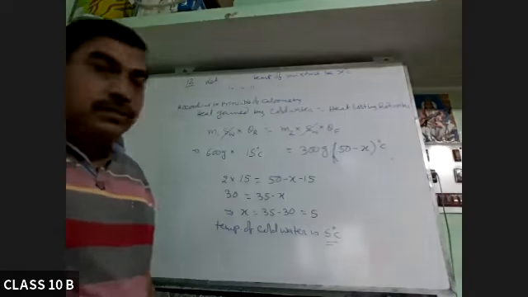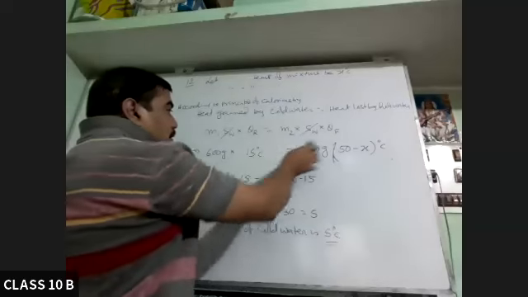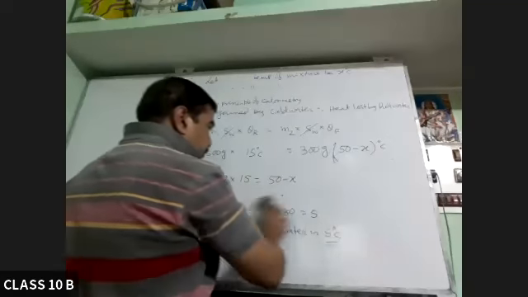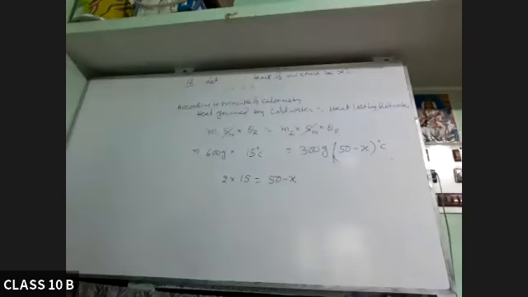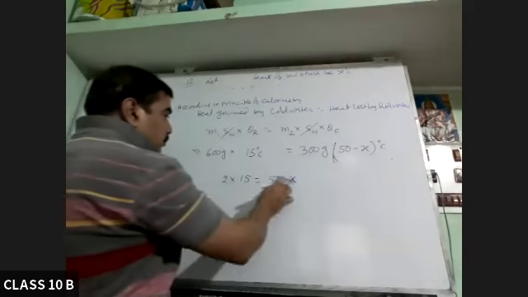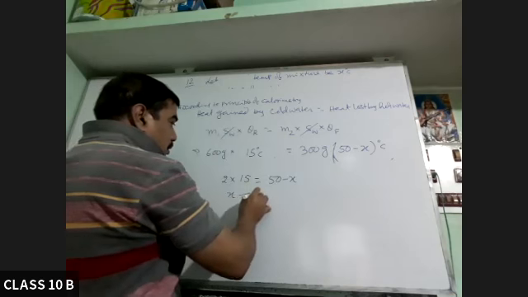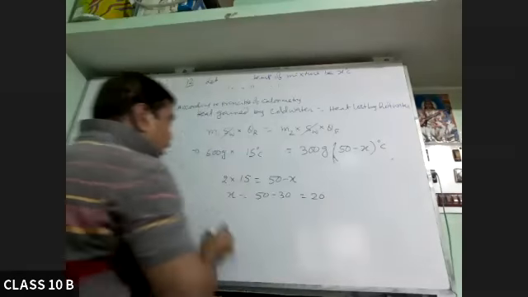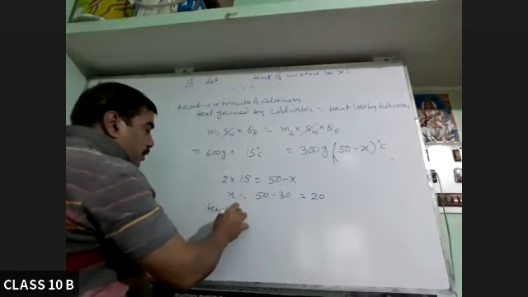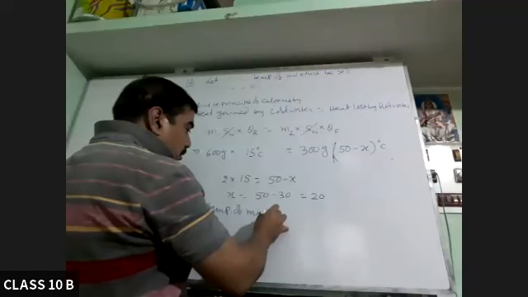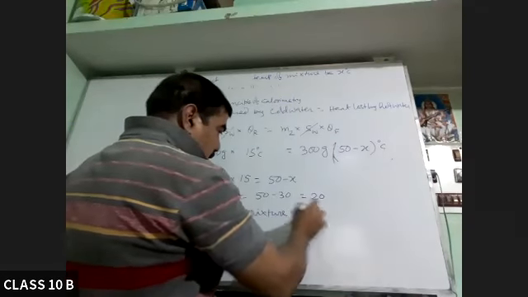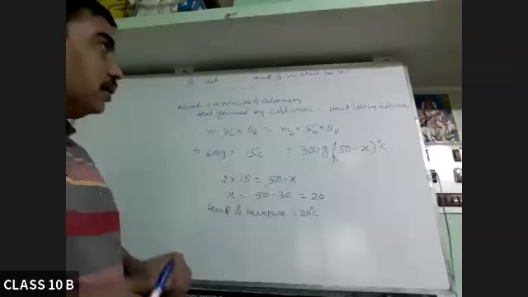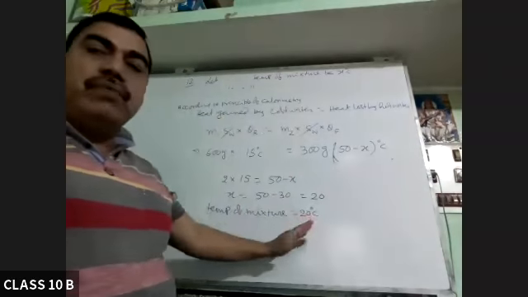Now what will be the answer? 300 into... that is, 2 into 15 will be 50 minus x. Minus 30, so it is 20. That means we got the temperature of the mixture as 20 degrees Celsius, because x we have assumed as the temperature of the mixture. This we are not asked. So generally what happens, when we are doing it this way, we get the value of x, and we will write this is the answer.